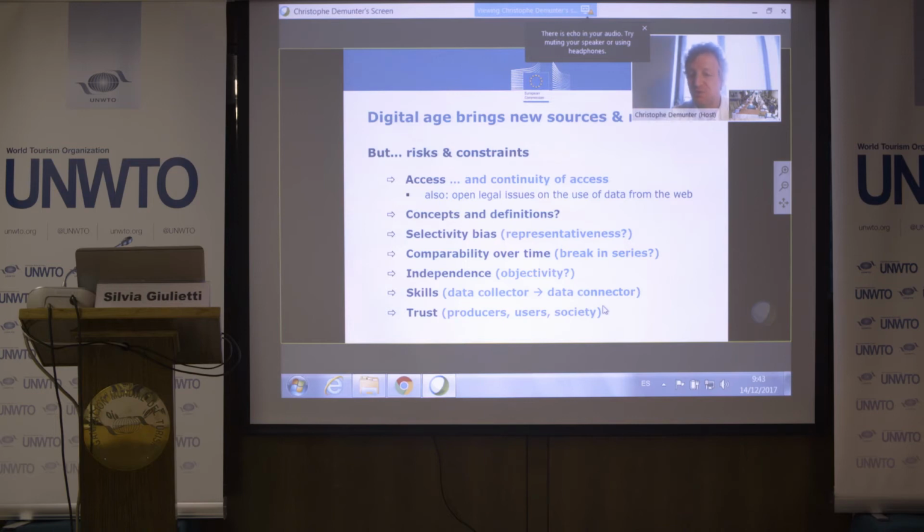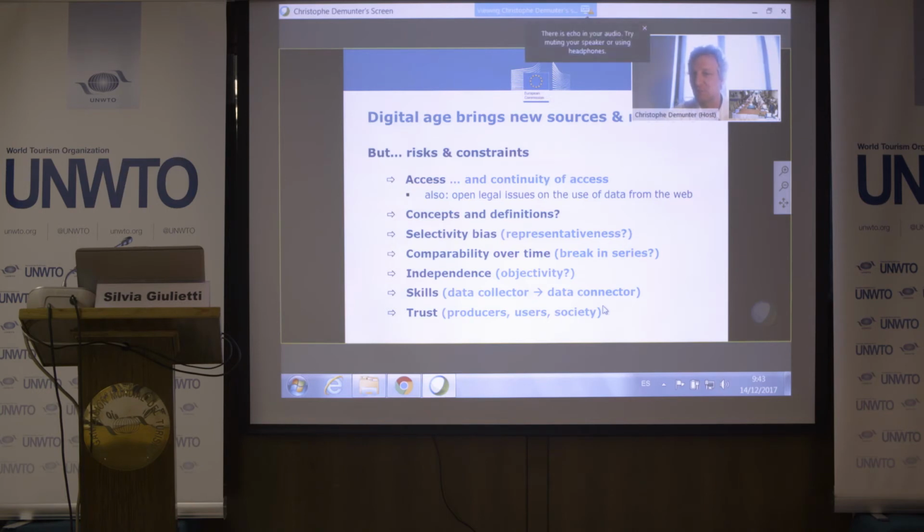And of course, for internal reasons, we need new skills to work with this data as compared to what we were doing before. It's also a matter of trust, finally, which means trust of those who produce the data, and also those who use the data, that they are confident that the new methods give equally qualitative data or even better.